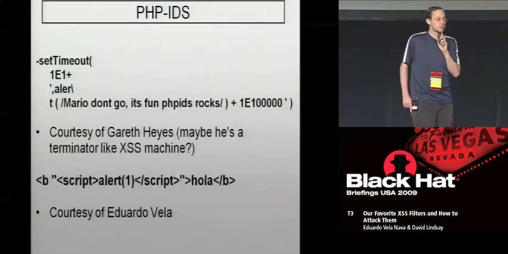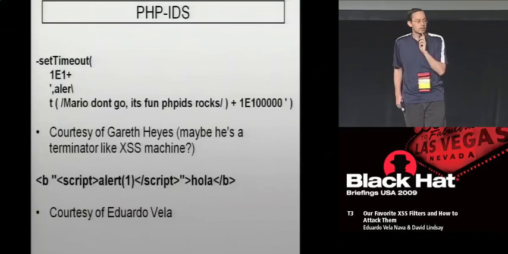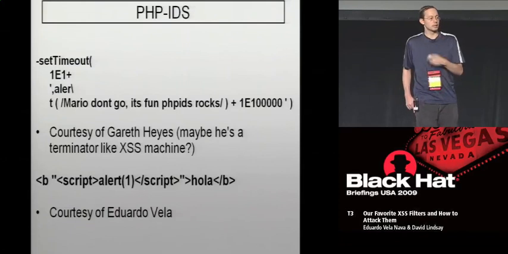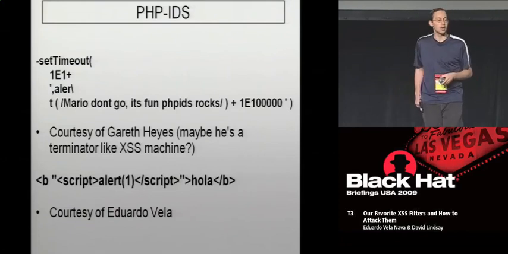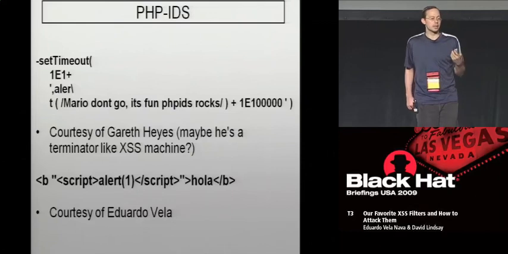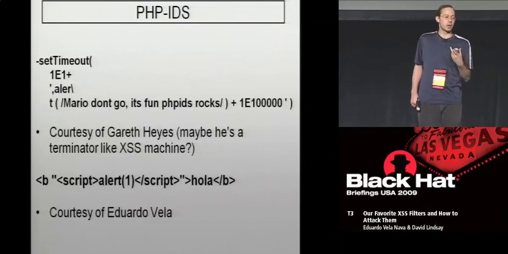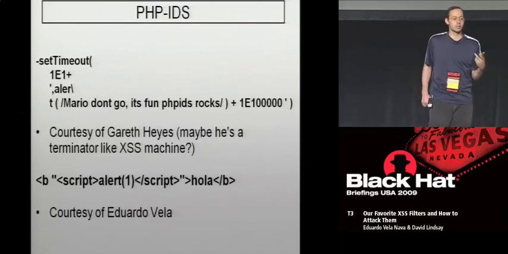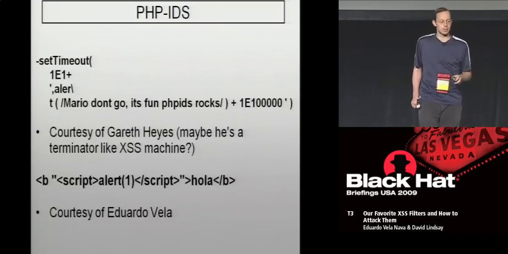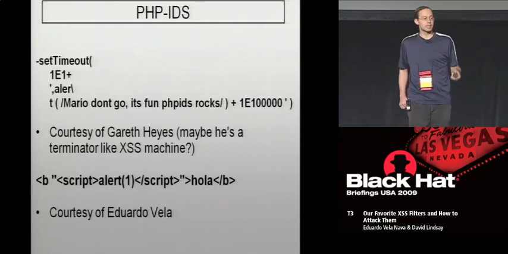The next one is one that Gareth Heyes found, which is really clever, using setTimeout in order to execute an alert. And the last one is one Eduardo found just a few weeks ago. This is kind of a parsing issue where you might think that the script tag is in quotes as part of the attribute for the B tag or something, but actually it's not, and so this bypassed the filters as well. It's now been fixed. So that's PHP-IDS.